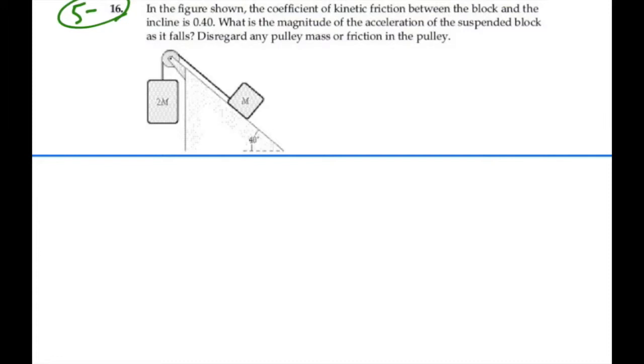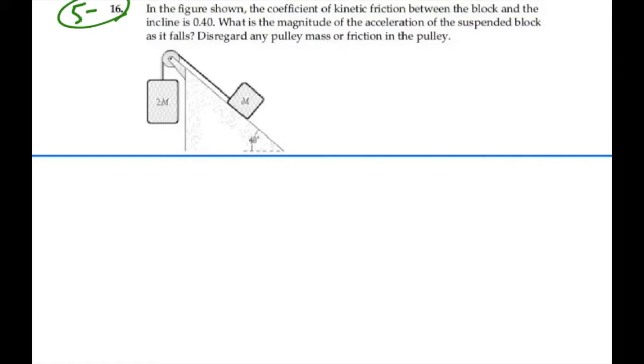You know, the two blocks are connected, so if the suspended mass is falling with some value of acceleration, the mass that's on the incline will also have the same value of acceleration because they're connected, and so they will move with the same values.